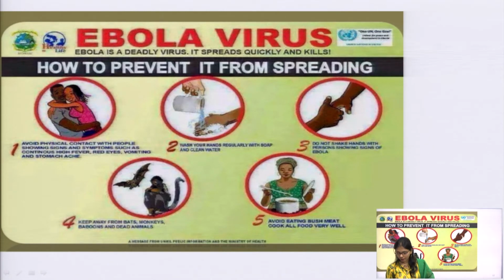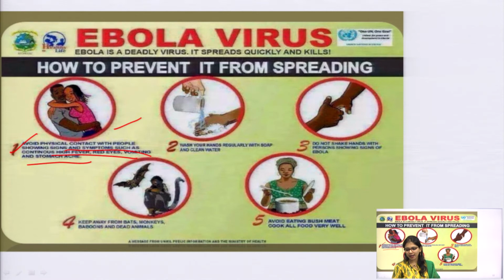Now, how can we prevent this Ebola virus from spreading? These are some steps you can see here. Avoid physical contact with people showing signs and symptoms such as continuous high fever, red eyes, vomiting and stomach ache. Avoid the physical contact with people who are already infected with the Ebola virus.